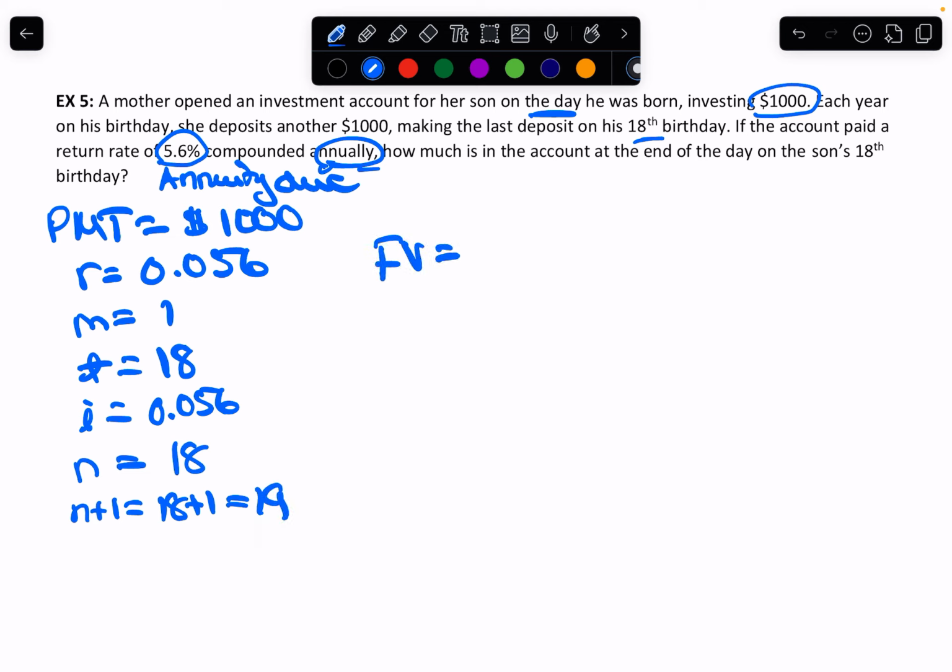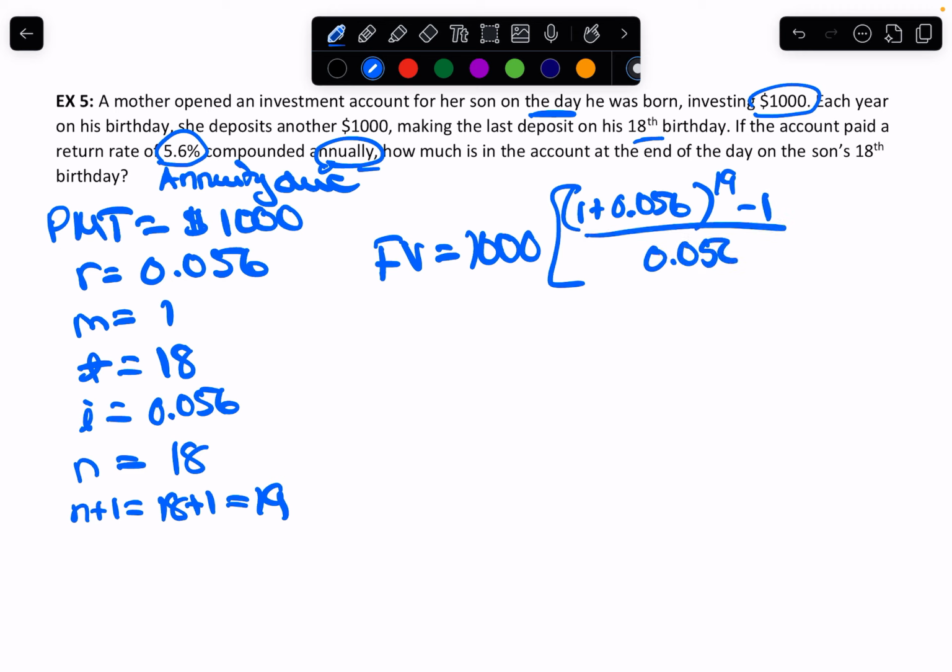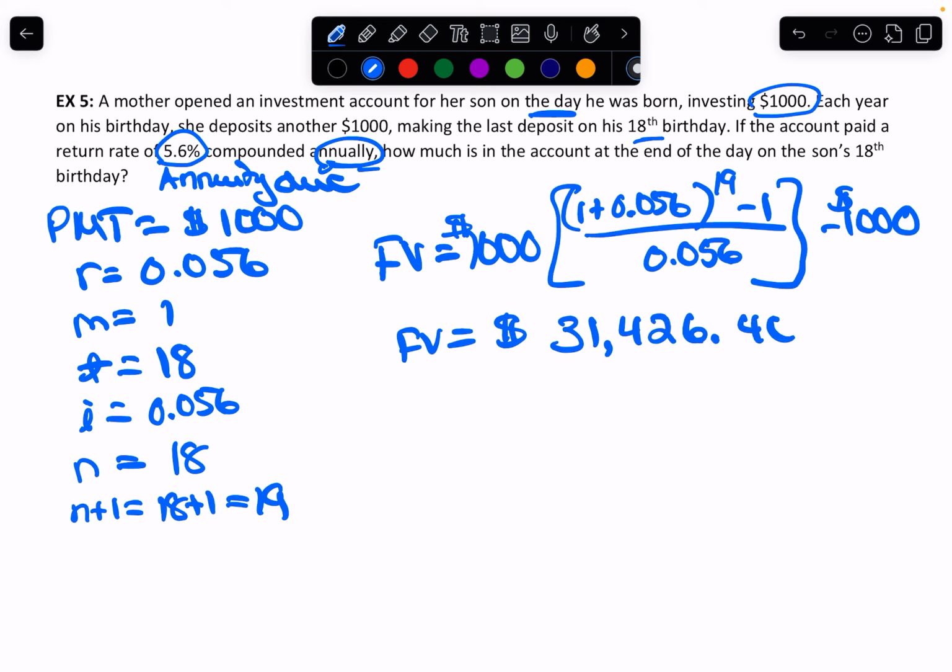So our future value is going to be 1,000, 1 plus 0.056 to the power of 19 minus 1 divided by 0.056 minus 1,000. So future value, and these are dollars right here. So when we plug it in the calculator, our future value is $31,426.46. That is our answer.